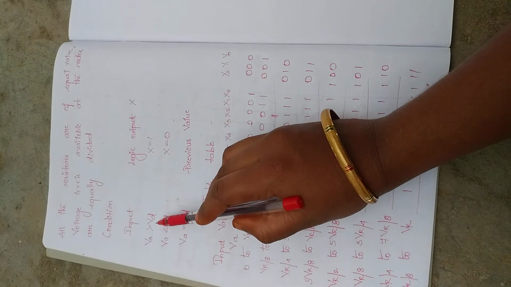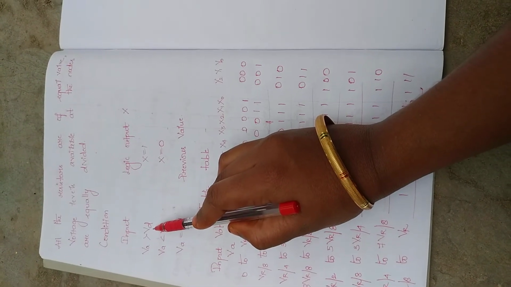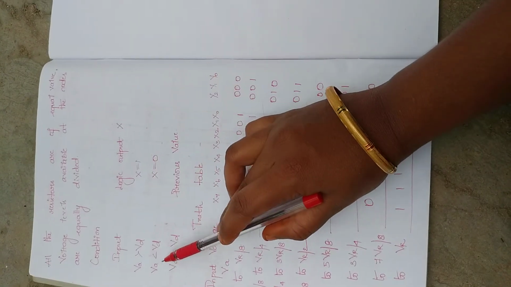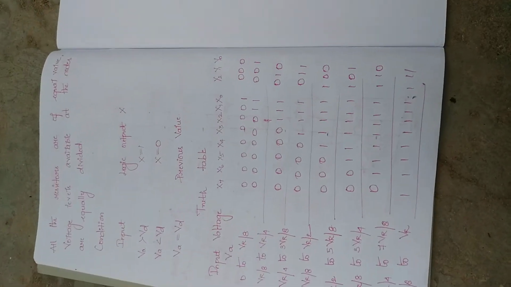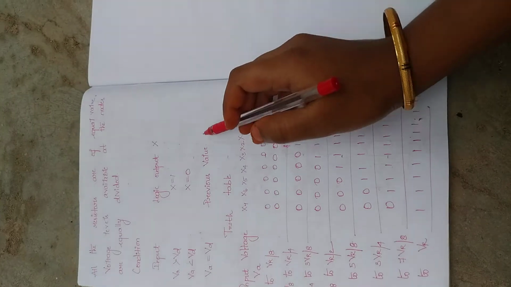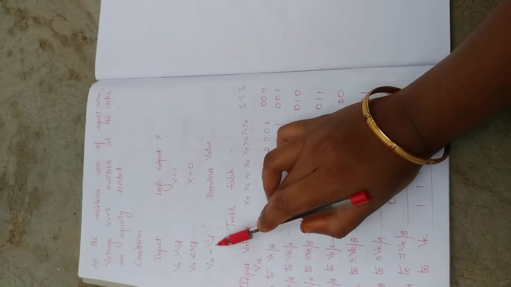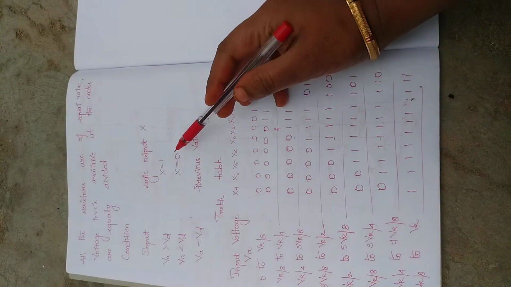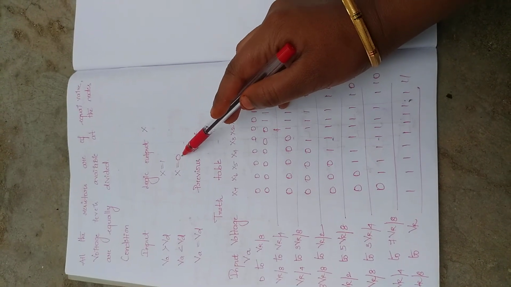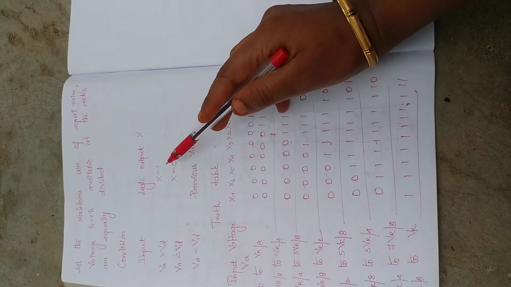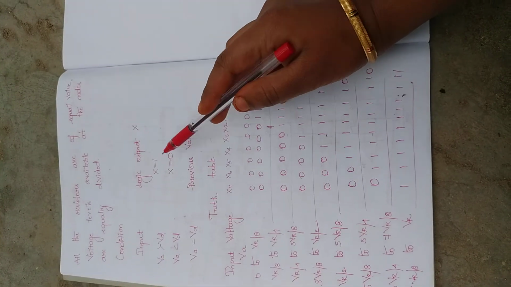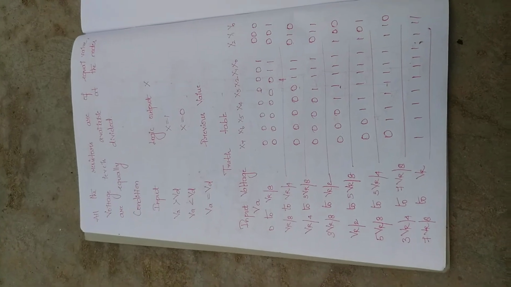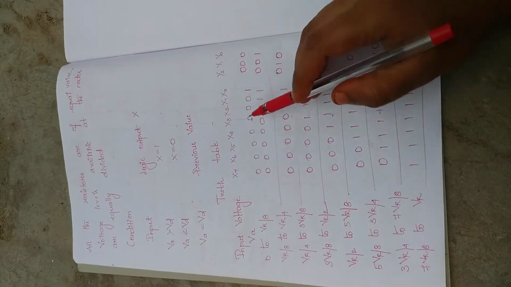Suppose your analog input is greater than the reference, the digital value will be 1, and if it is less, the digital value will be 0. Suppose it is equal, it remains at the previous value. Previous value in the sense, suppose my previous output is 0, it remains at 0. Suppose my previous value is 1, it remains at 1. Okay, next, this is your truth table.